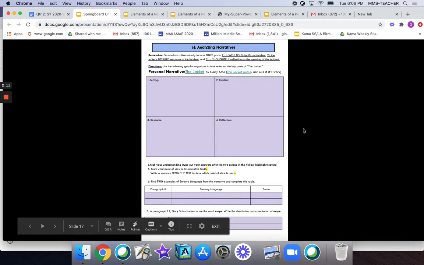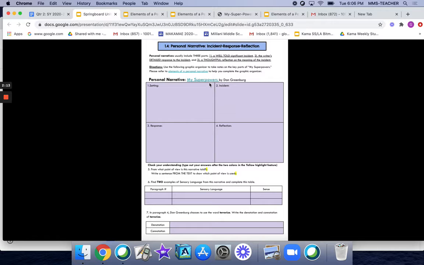So, we are going to be reading My Superpowers. As I read My Superpowers by Dan Greenberg, I want you to think of these 4 areas: the setting, the incident, the response, and reflection. And it says, check your understanding, type out your answers after the 2 columns in the yellow highlight feature. So for number 5, from what point of view is this narrative told?